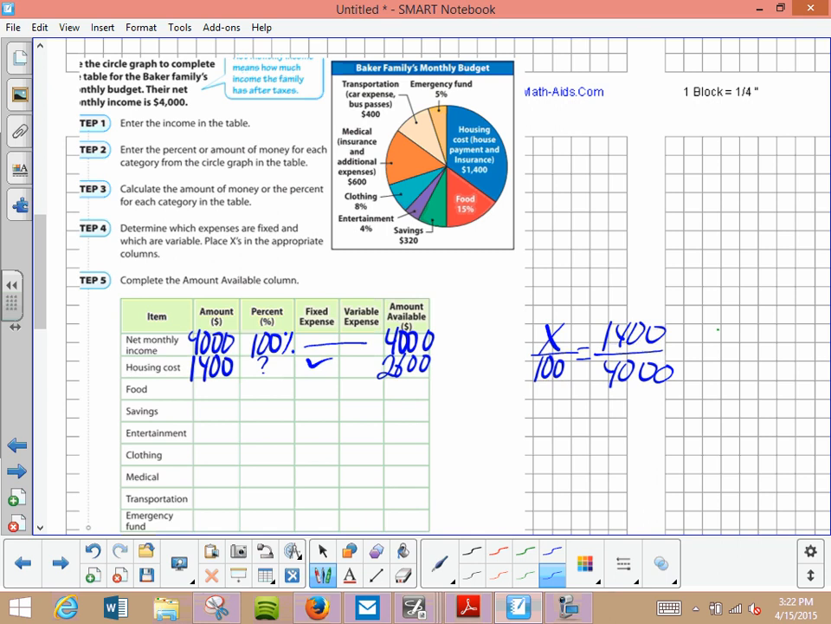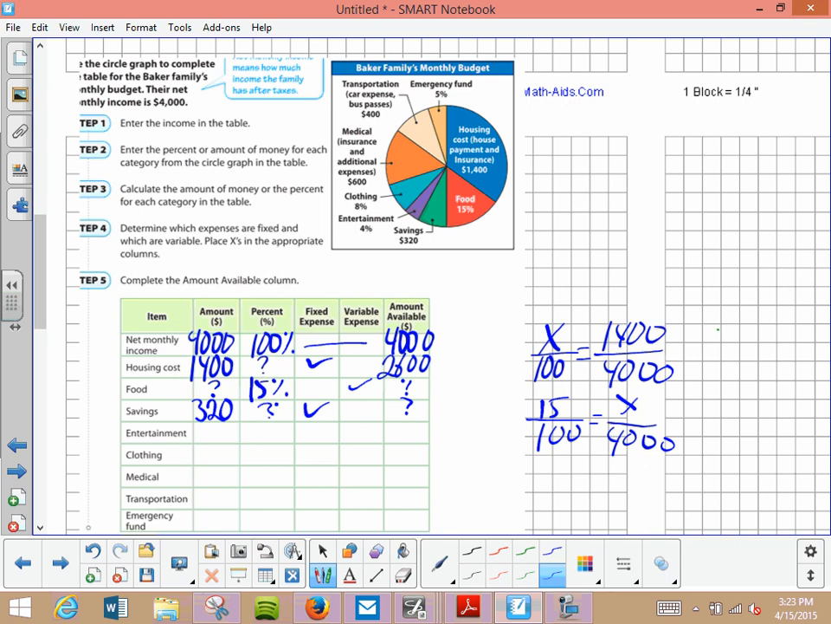All right, food. What is it? 15 what? Percent. That means we don't know the actual price, right? And is it fixed or variable? Variable. So for that one, you will still do P over W by using 15 over 100 equals X over 4,000, right? It's out of 4,000 because the whole pie is 4,000. So you will do that to find out what the actual price is. What about savings? What is it? 320. We don't know the percentage. That is fixed, right? We don't know this, so figure that one out too.